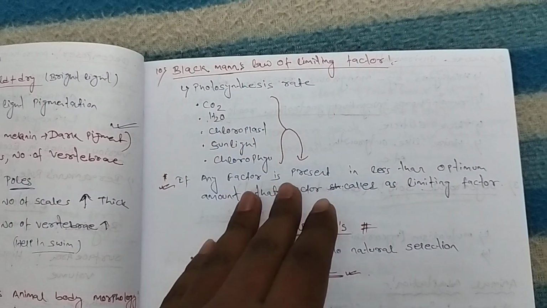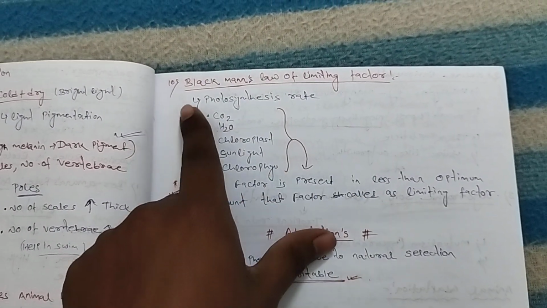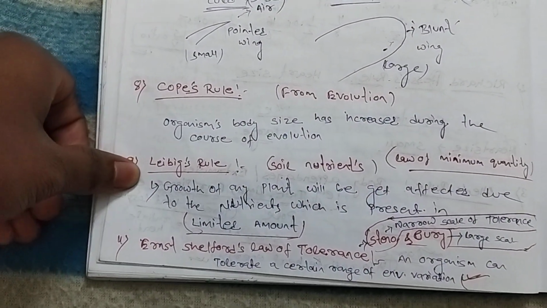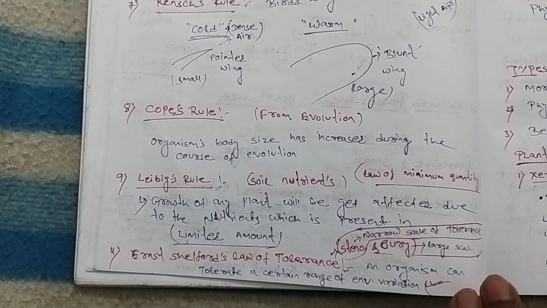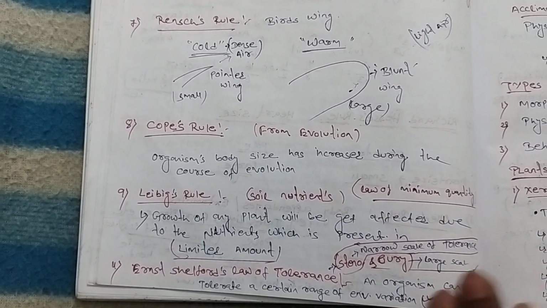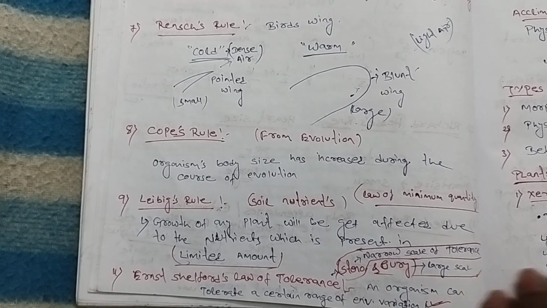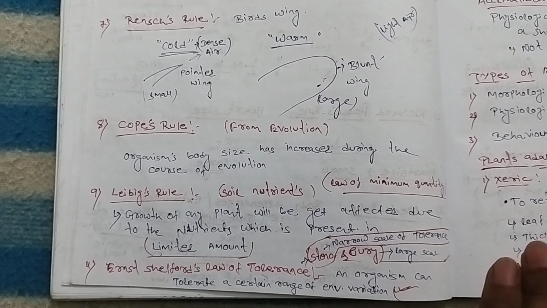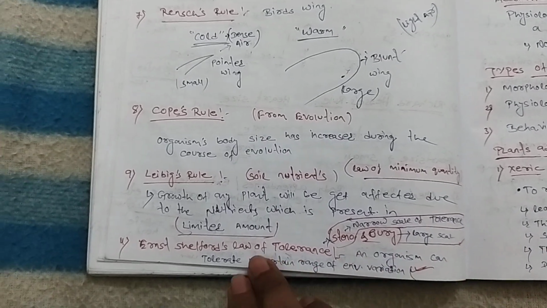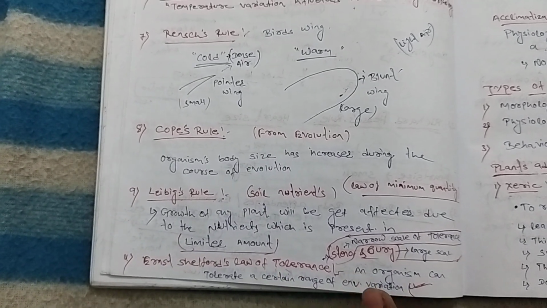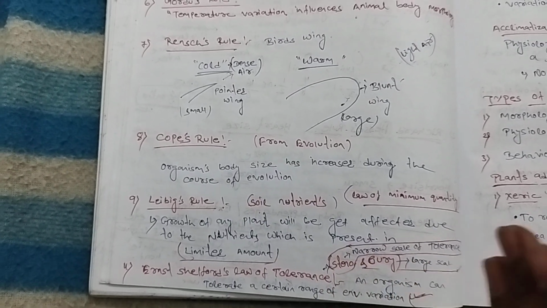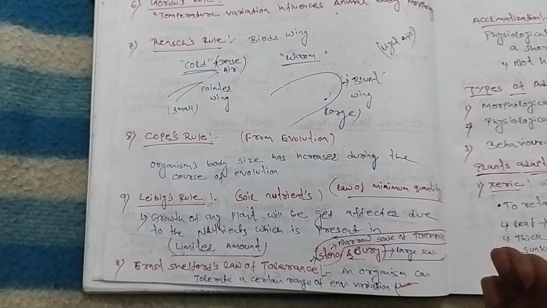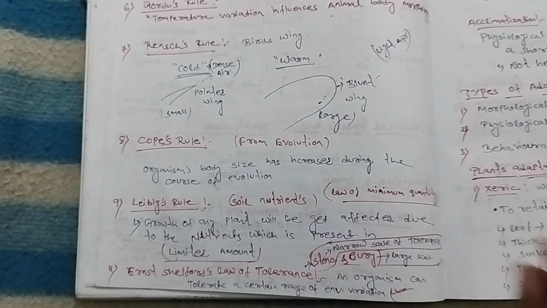From these rules you can notice one thing, that rules like Blackman's law of limiting factors and Liebig's rule say that the nutrient or the factors which are present in limited amount, meaning less than the optimum, will affect the organism adversely. But Shelford's law says that a factor present in less than or in more than the optimum condition will affect the organism adversely.